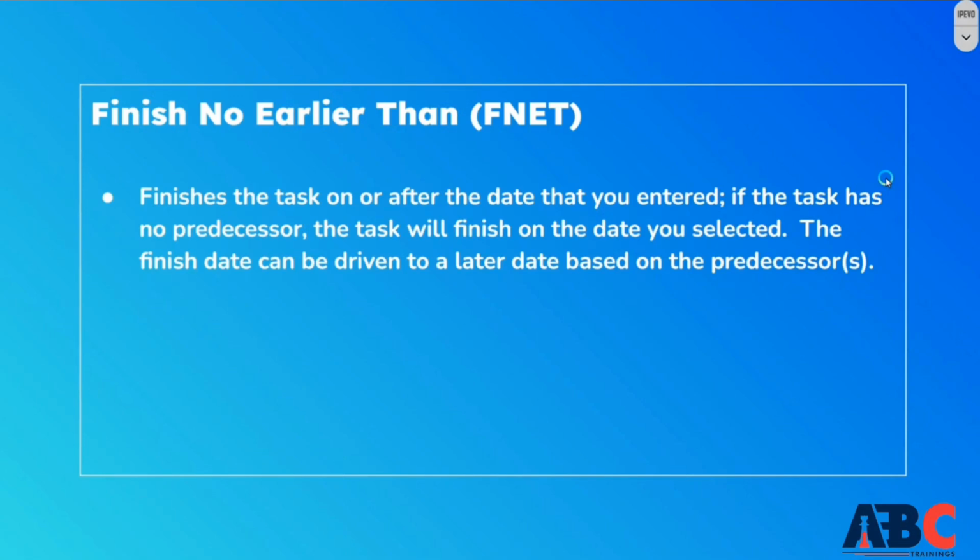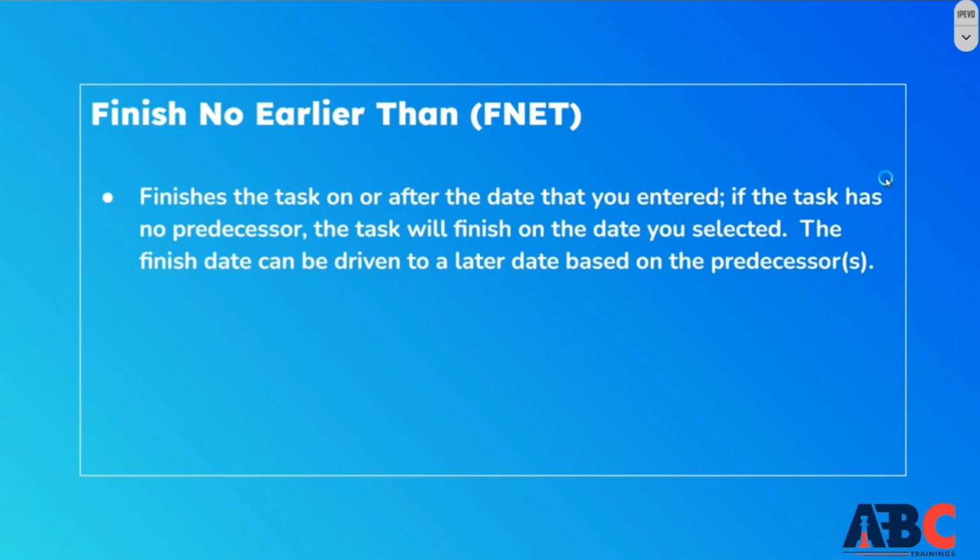It means whatever date you enter, after that the task or the activity you assign to it will finish. Then if there is no predecessor for it, or you have a task which has no predecessor, then you can add the finish date from that day, or you can select the task from the same day.